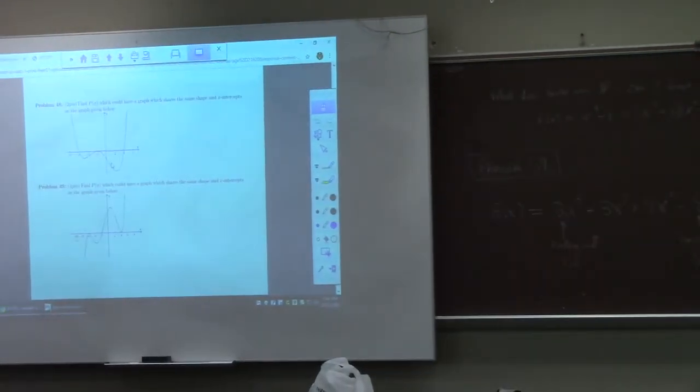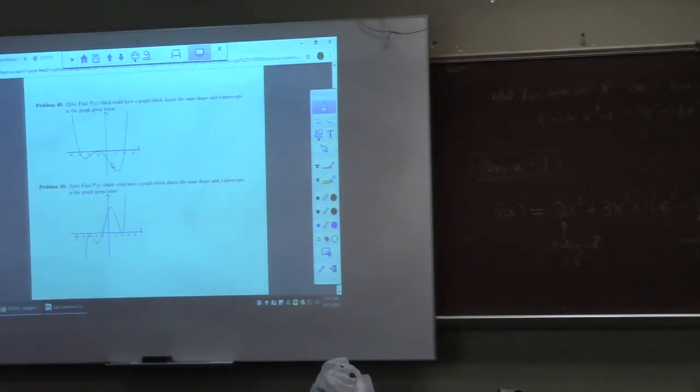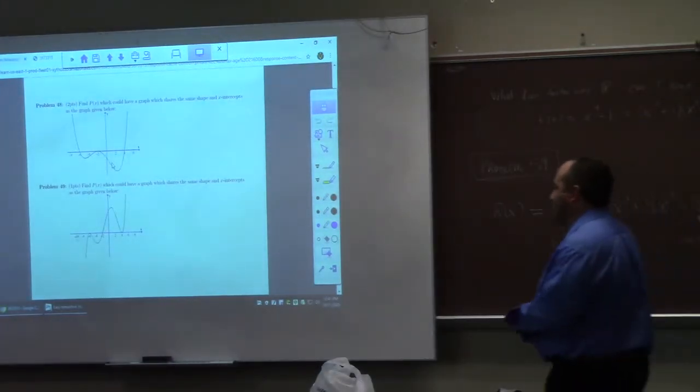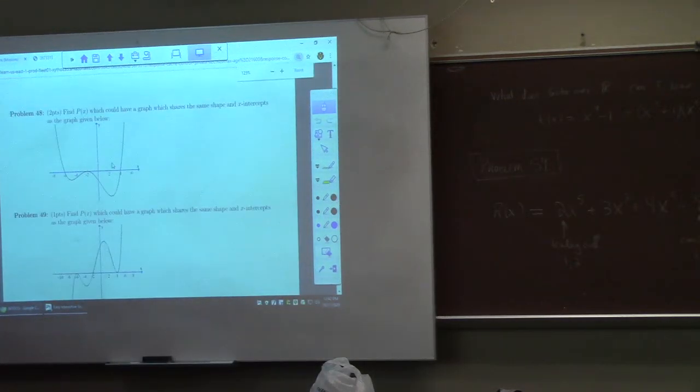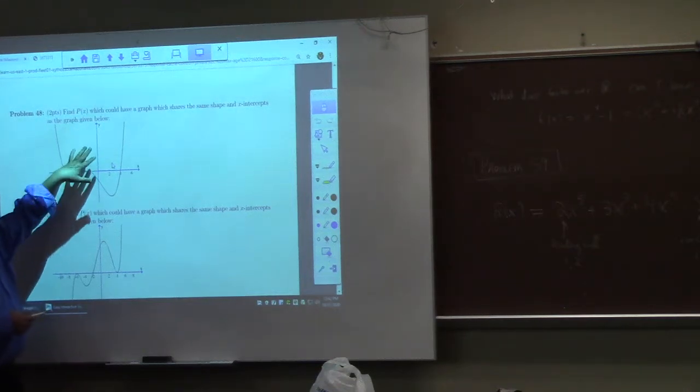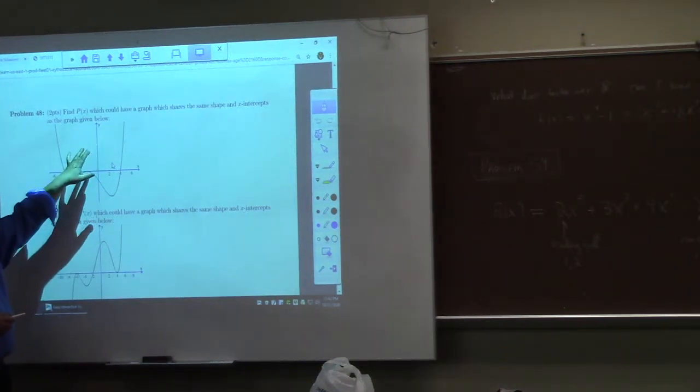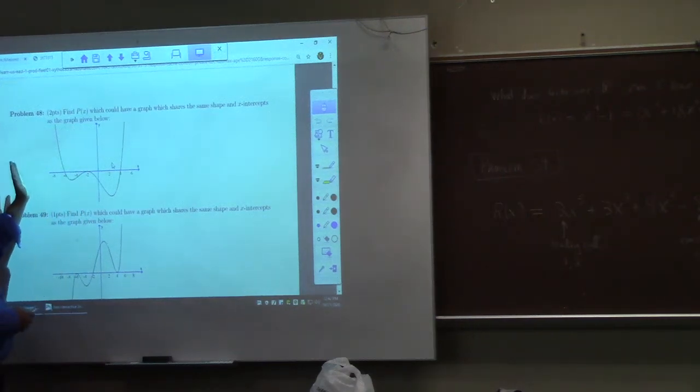Yeah, I can't decide. Let me kill some of the lights. Let's see here. So I give you a graph, right? And you're asked to find p of x, which could have a graph which has the same shape and x-intercepts as the one given below, right? So I've deliberately removed the scaling from the y-axis. I don't give you any information about the y-axis. That's on purpose. So it's all just about the shape and where it crosses the x-axis, right?